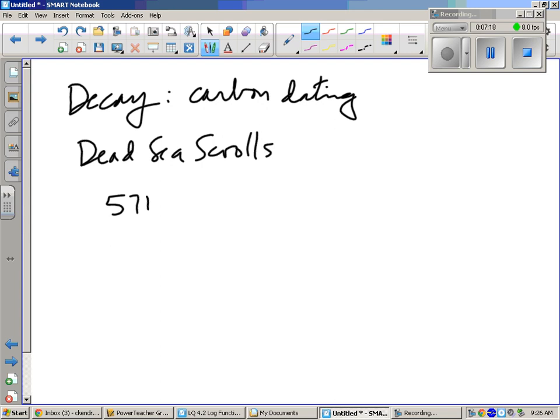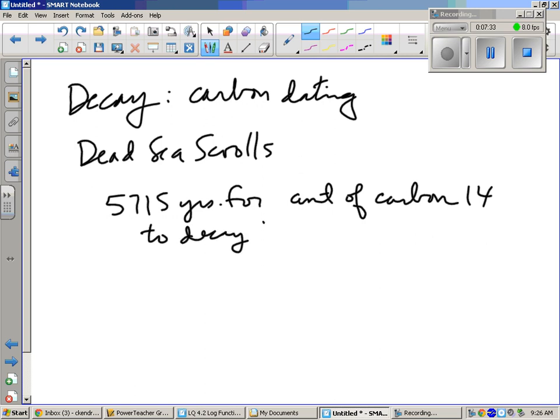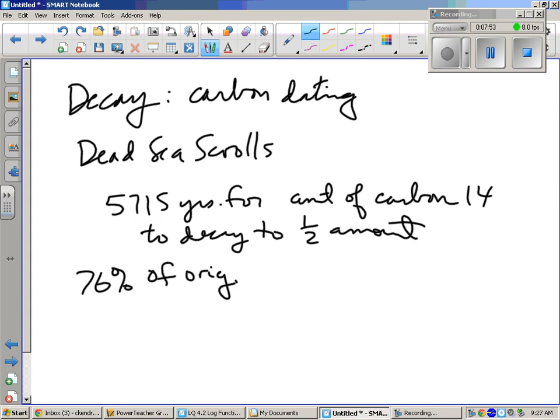It's 5,715 years for the amount of carbon-14 to decay to half the original amount. So that's its half-life, 5,715 years. So I want to estimate the age of the scrolls that have 76% of the original carbon-14. And it was found in 1947.